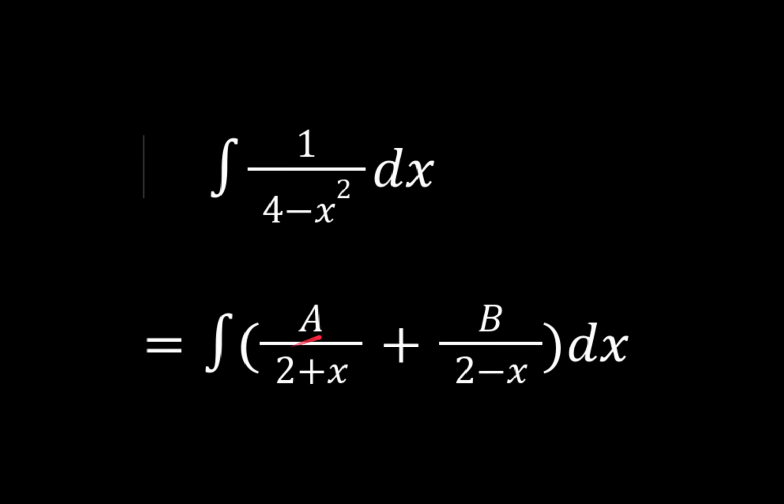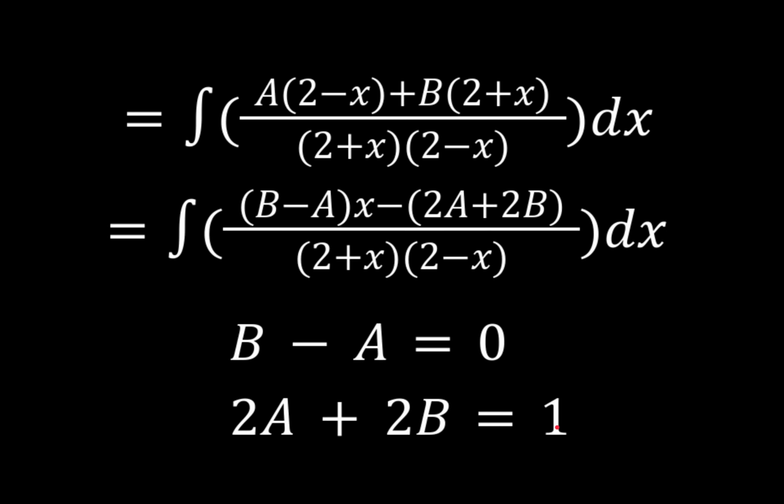So I instantly wrote it as that: a divided by 2 plus x plus b divided by 2 minus x dx. Now let's combine them again together. And we distribute to get b minus a equals 0 and 2a plus 2b equals 1. And this is where I ended up with my equation last time.